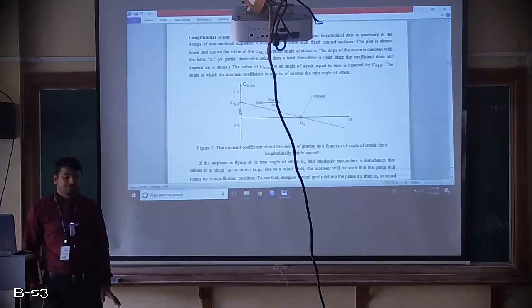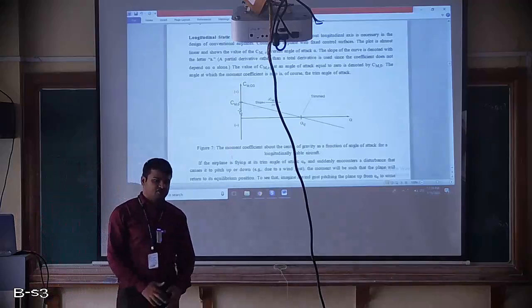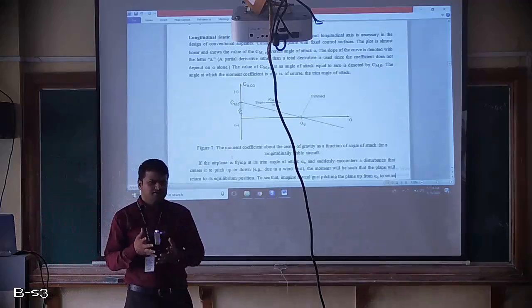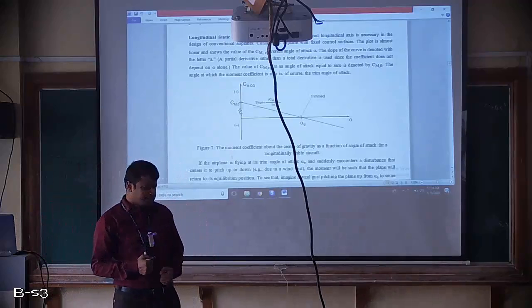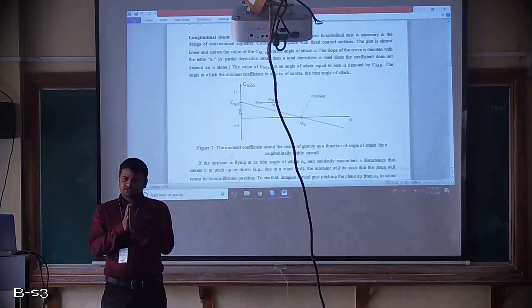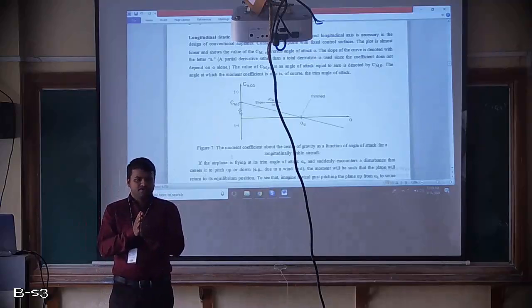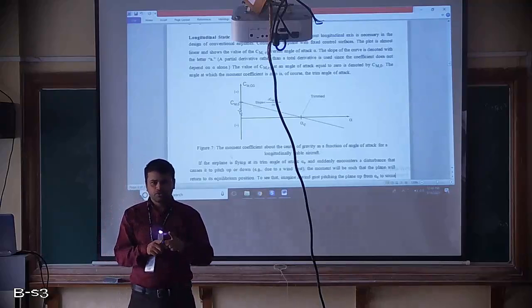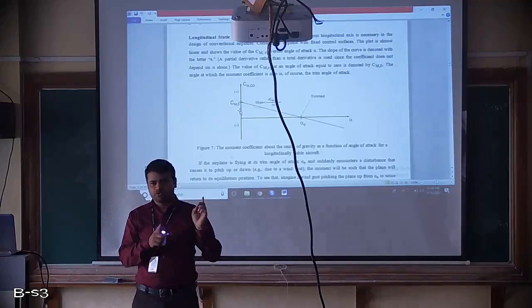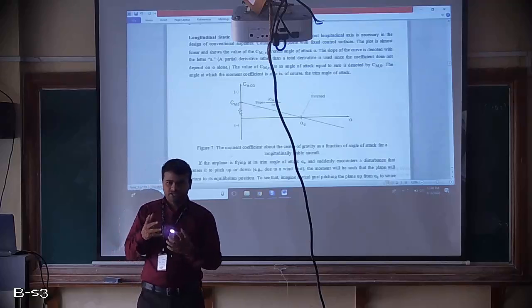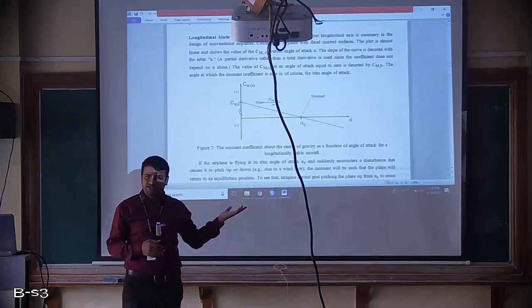Longitudinal static stability. Now we'll talk about longitudinal static stability. So what do we mean by longitudinal static stability? That means if the aircraft is unstable or getting disturbed with respect to its longitudinal axis, which is the axis passing from the nose to the tail, the x-axis we discussed before, that is called longitudinal stability.